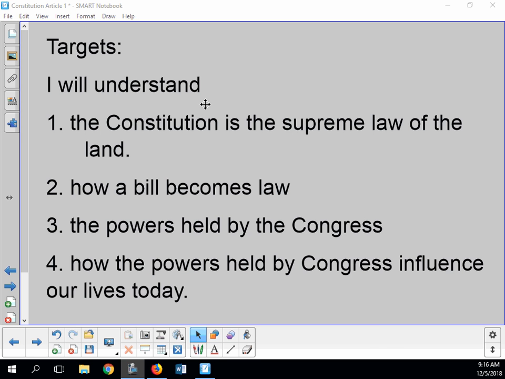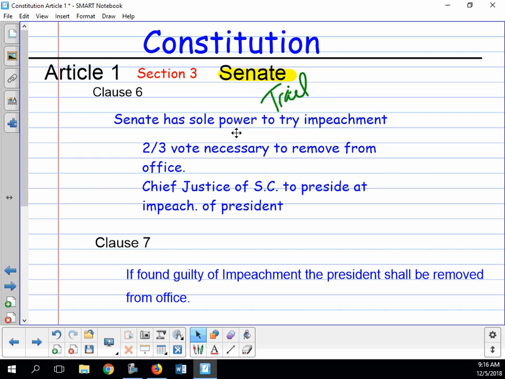If you remember, the last unit that we worked on and had a test over was about elections. And I picked out all the information you needed with regards to elections from the Constitution. So we're going back right now and picking up everything that did not necessarily involve elections from the Constitution.